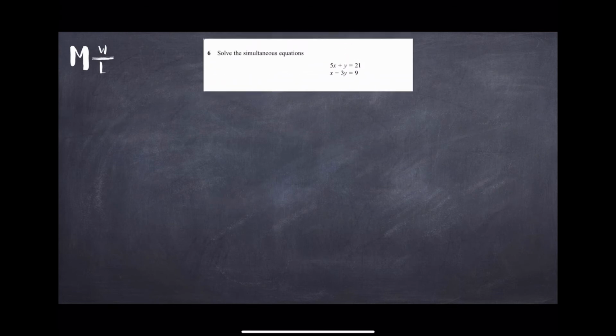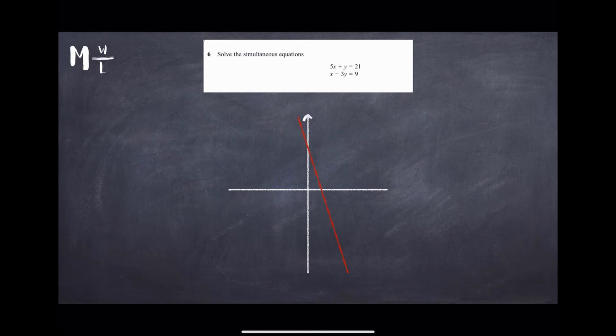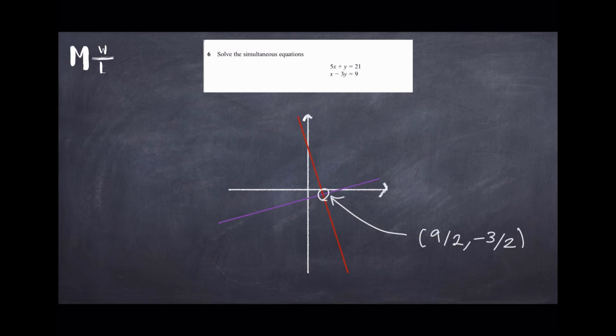So let's look at this again on a graph. To plot the equations, you'll need to rearrange them again to be in the form y equals mx plus c. This is what they look like, and you can see that they do in fact cross just at the one point.